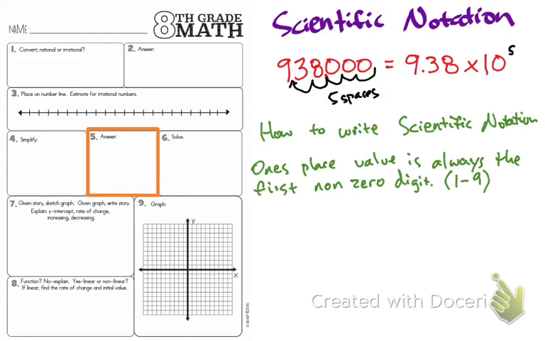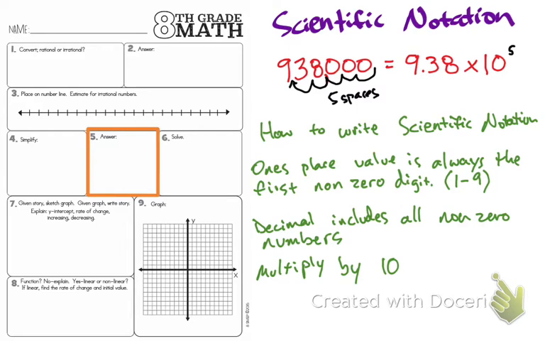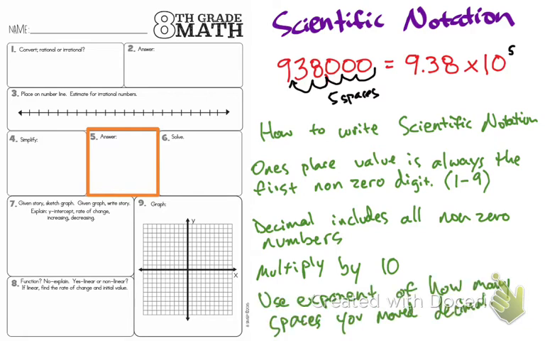Our next rule tells us that we're going to use the decimal, and then we're going to include all of the non-zero numbers that are after that first digit that we used. Now, there's a slight exception to this that we'll describe here in a few minutes, but in general, if you remember this, you'll be okay. We are always going to multiply by a factor of 10, and we are always going to raise to the power or find the exponent of how many spaces we needed to move the decimal. In this case, we moved it 5 spaces, and so we raise it to the 5th power.